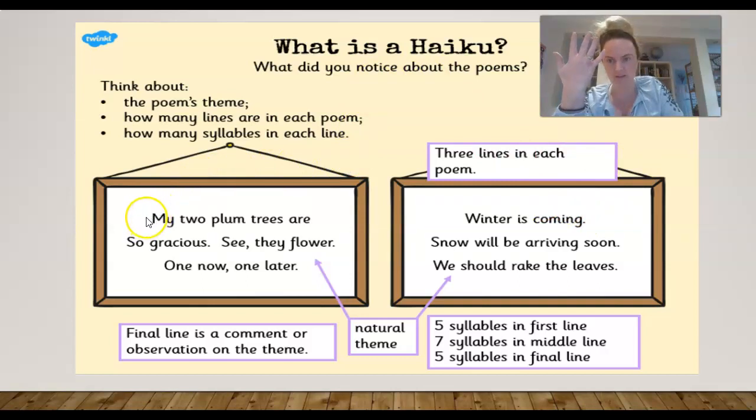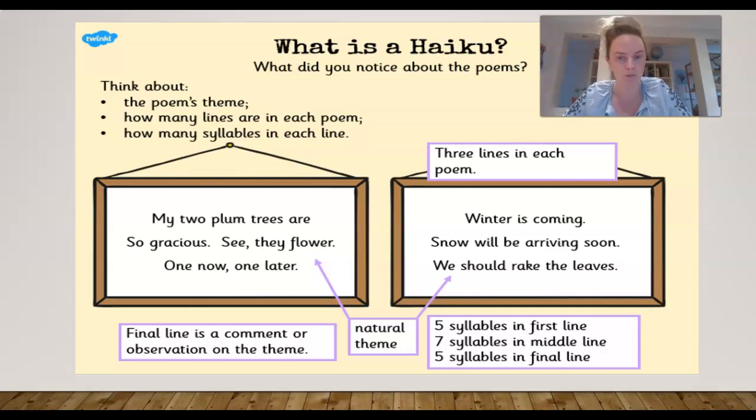What about this one here? Let's have a look. My. 1 syllable. 2. Plum. Trees. So each of those words in this line of this poem has 1, 2, 3, 4, 5. Each of those words has 1 syllable, so that line there has 5 syllables altogether.